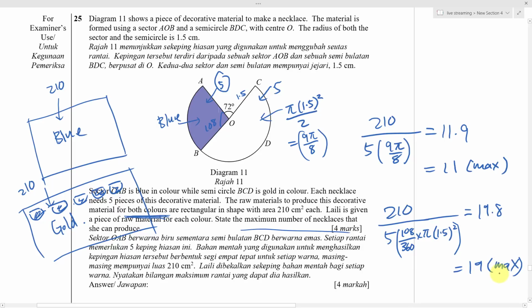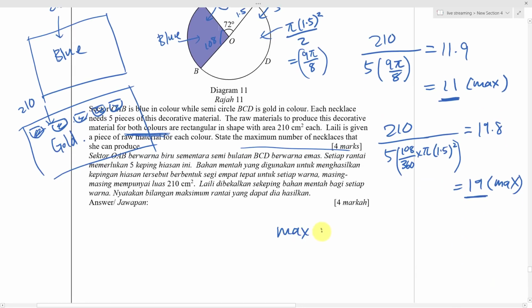But in order to make this necklace, you need both of them. That's why even though this one can make 19, you need to find a common number among them. This one can make 11, so this one definitely can make 11. Therefore, the maximum number is 11. I cannot say 19 because I have 19 blue, but I don't have 19 gold color, because gold color, I only have 11. So in order to make the maximum number here, it should be 11 only.